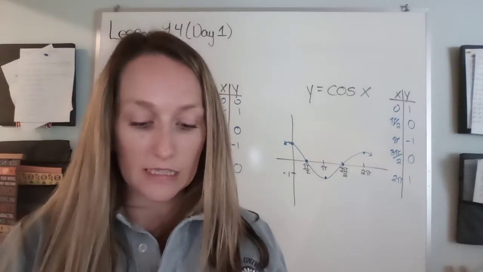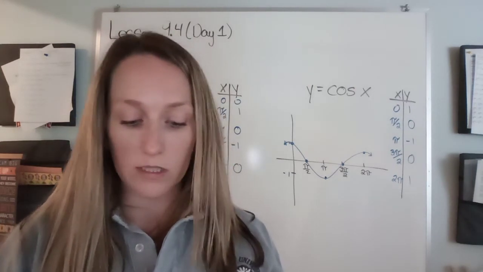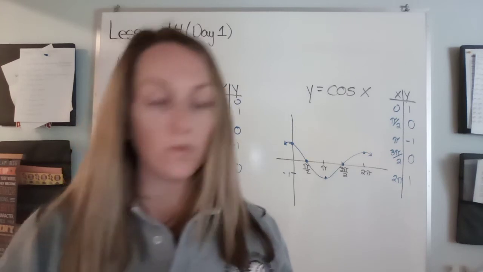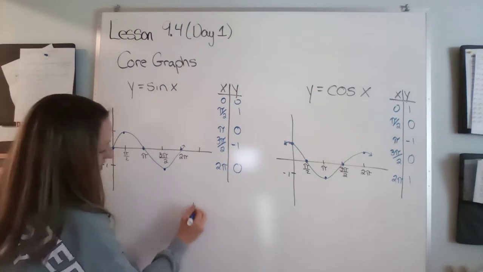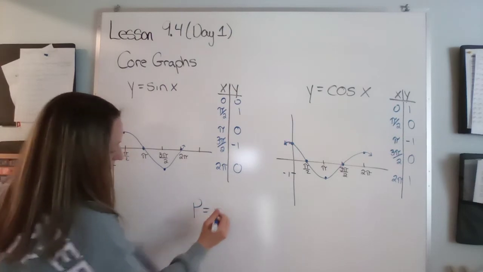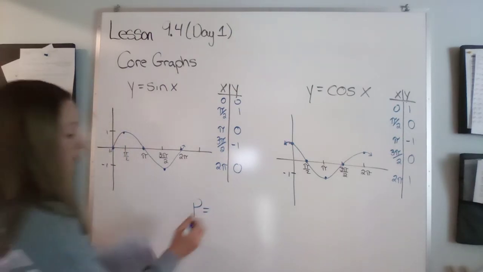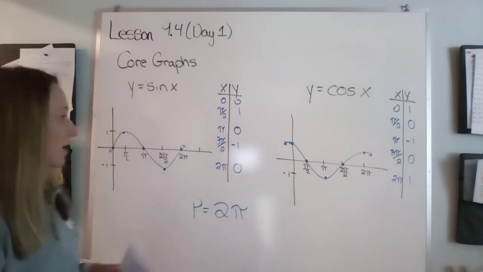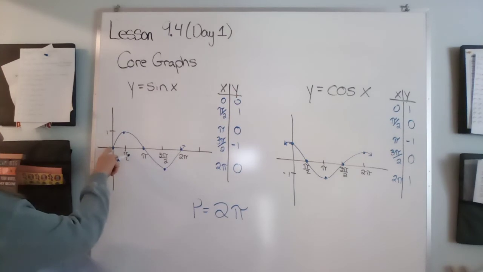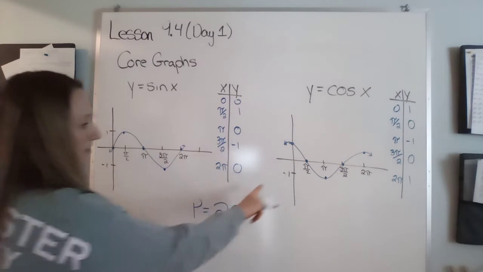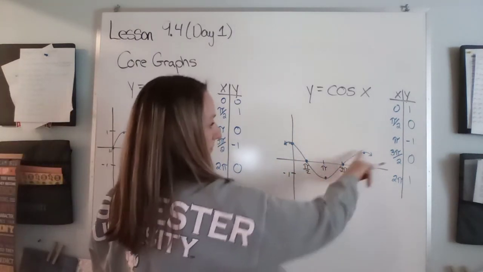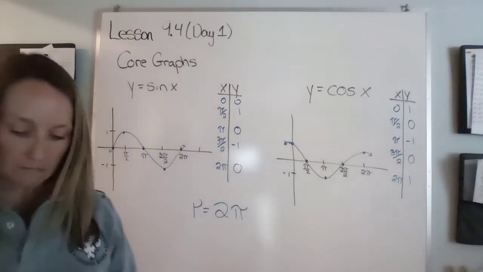The period is the length of the shortest repeating horizontal portion of the graph. The period is equal to 2 pi for both of these, sorry guys, I may have read that wrong earlier, okay? Because it repeats, one full cycle is from 0 to 2 pi, and then it's going to repeat. Again, along the horizontal, from 0 to 2 pi is one period, and then it repeats.